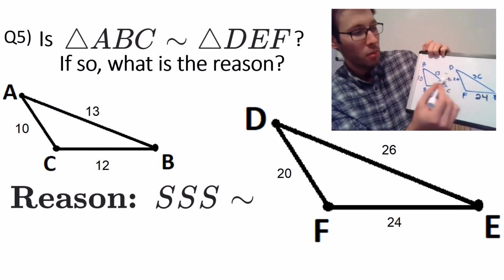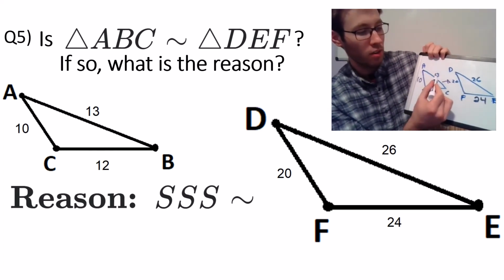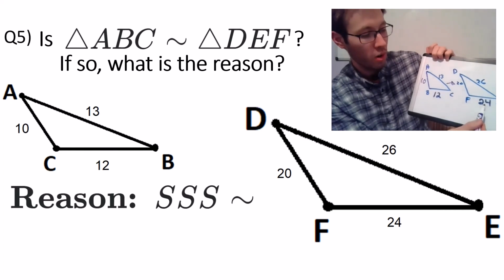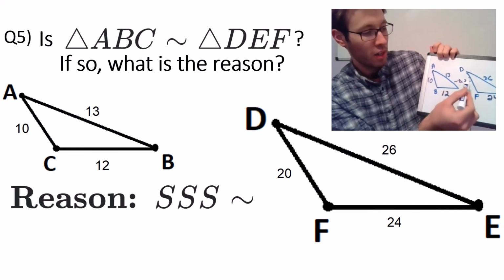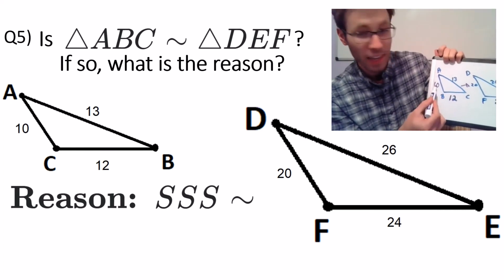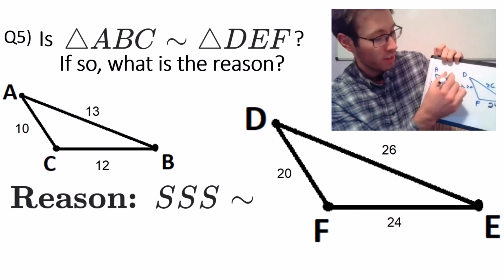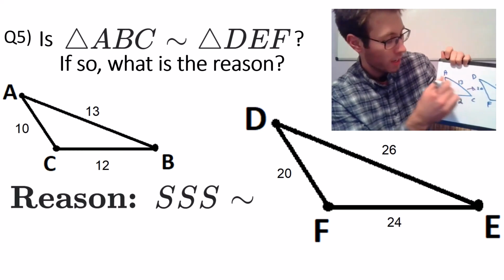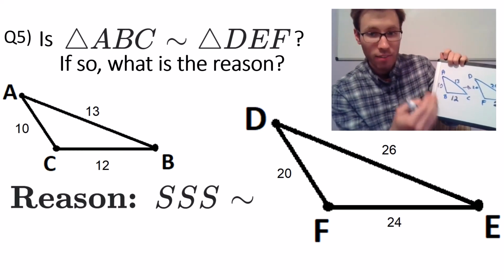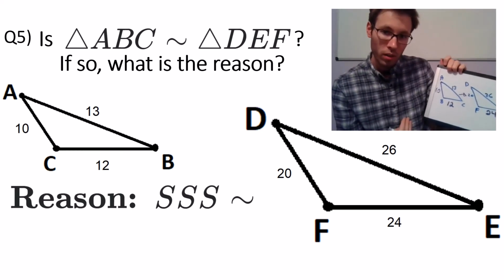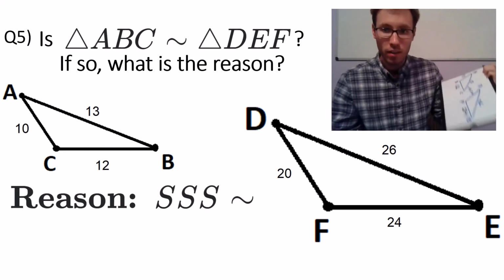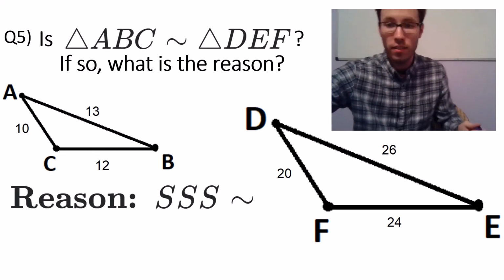So what I'm going to do is take 26 divided by 13, 24 divided by 12, and 20 divided by 10. I'm matching up the sides: 26, 13, 24, 12, 20, and 10. And if those numbers are all equal when I divide them, then we're good. So let's see that right here.